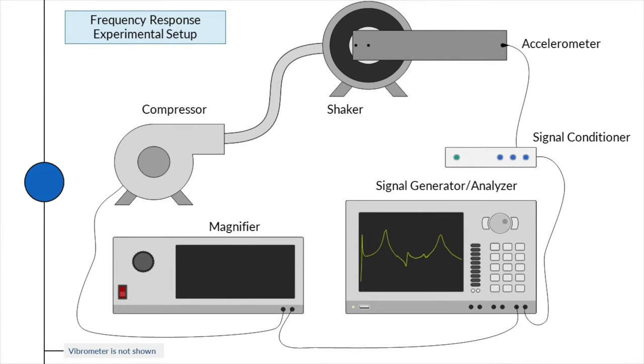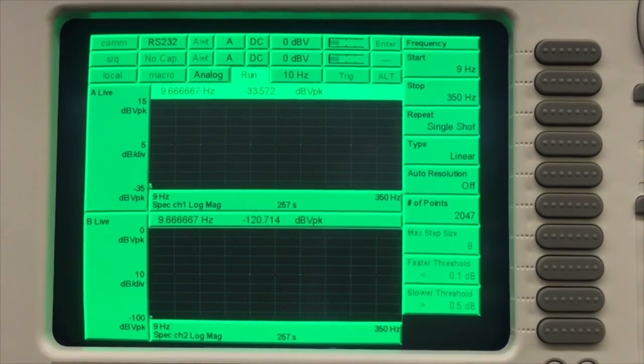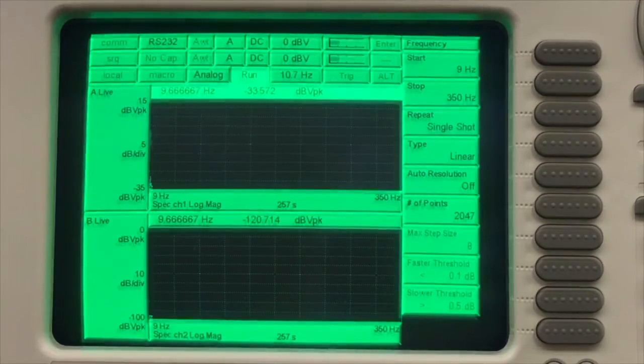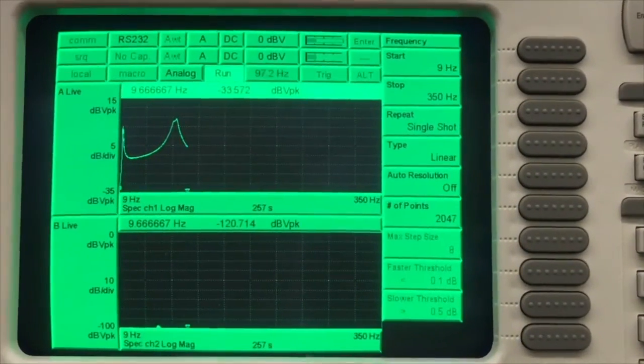The experimental setup consists of a shaker, an accelerometer, a signal conditioner, a signal generator and analyzer, a magnifier, a compressor, and a vibrometer, which is not shown in the diagram. In this experiment, we extract the first three natural frequencies of the system through determining the frequency response function. The signal from the accelerometer that measures the deflection of the beam at the free end is transferred through a signal conditioner to the signal analyzer.